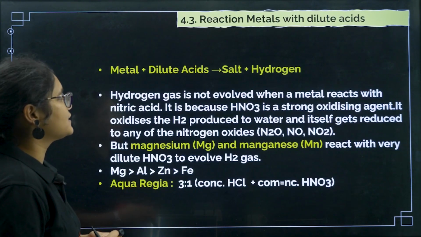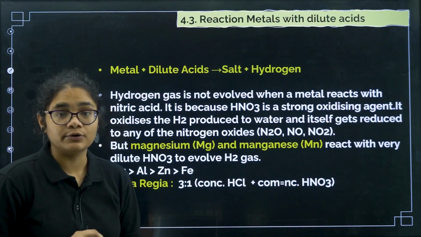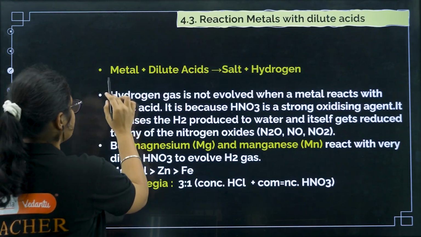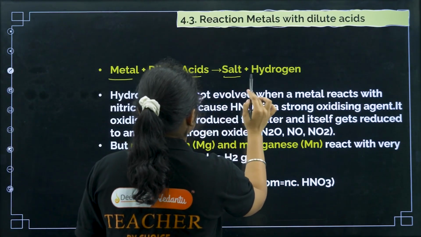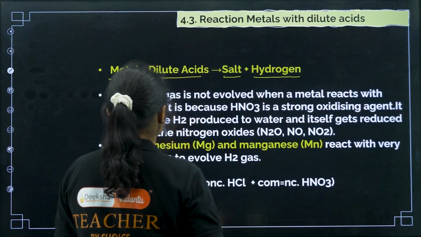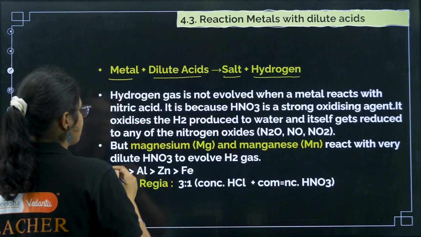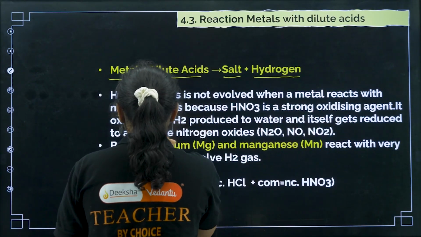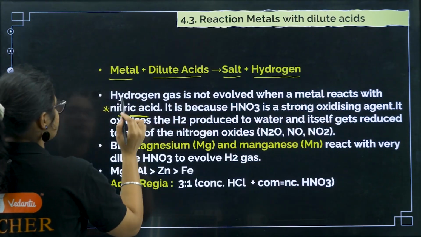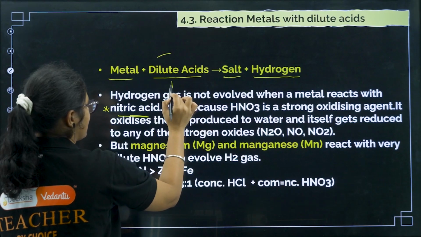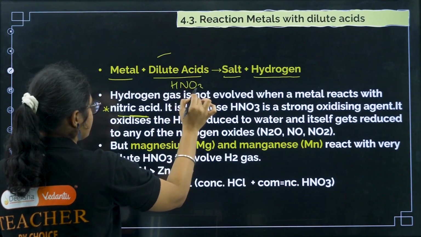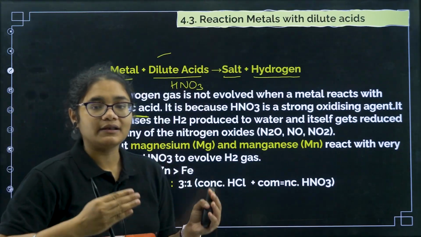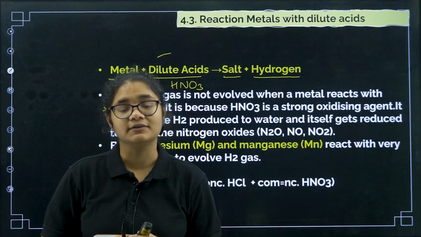Next we have reactions of metals with dilute acids. Metals react with dilute acid to give salt plus hydrogen. For example, hydrogen gas is not evolved when a metal reacts with nitric acid. This is very important. If you take the acid as nitric acid, then hydrogen is not evolved. Now what is the reason for that?